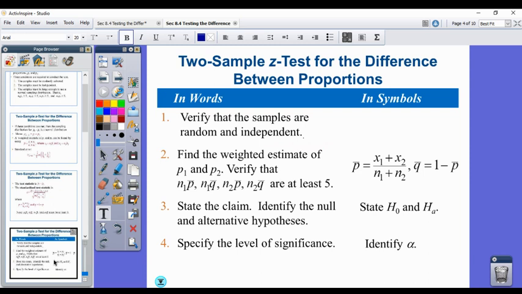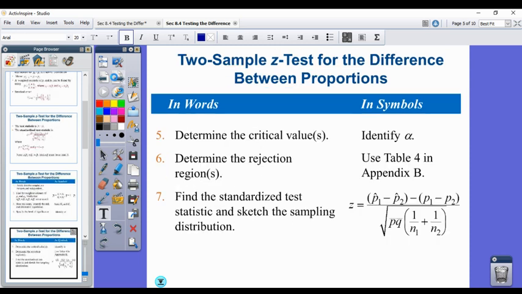Okay, so here are our steps. First, we're going to verify that our samples are random and independent. Find P bar. You're going to find your claim and then identify if the claim is the null or the alternative hypothesis. What level of significance are you looking at for this test?